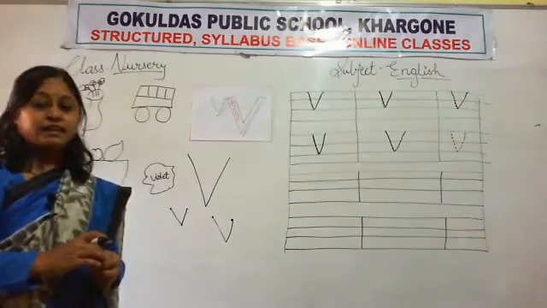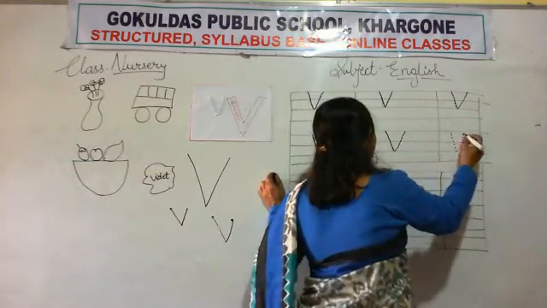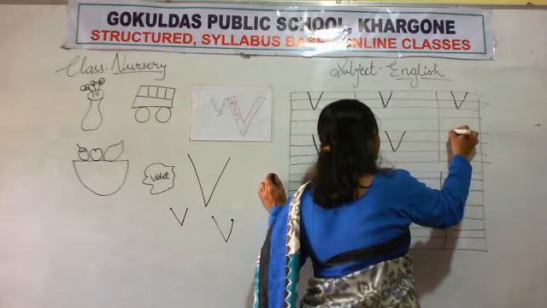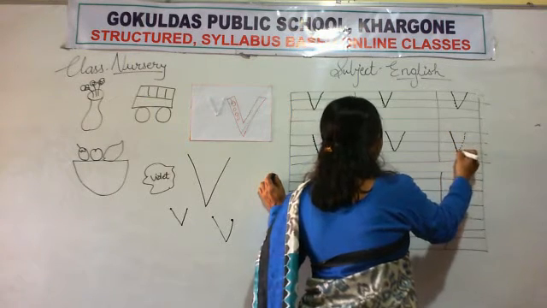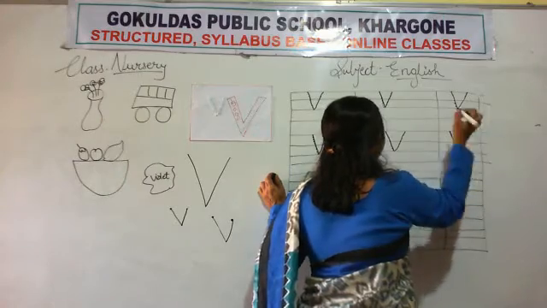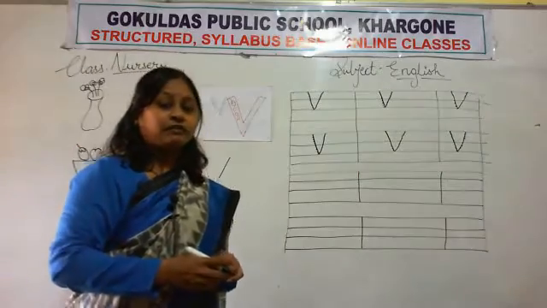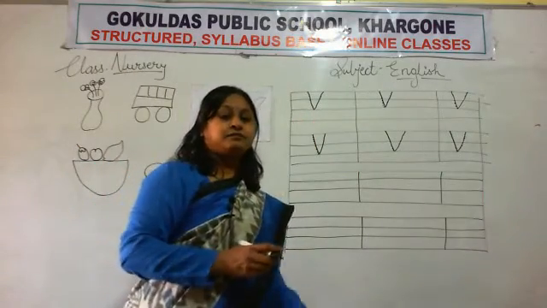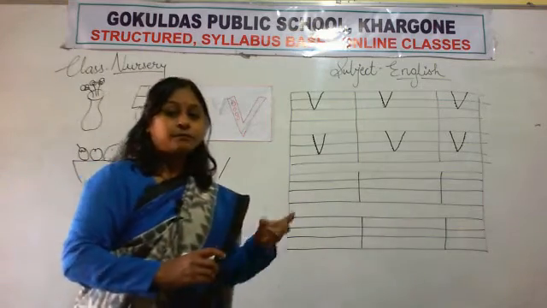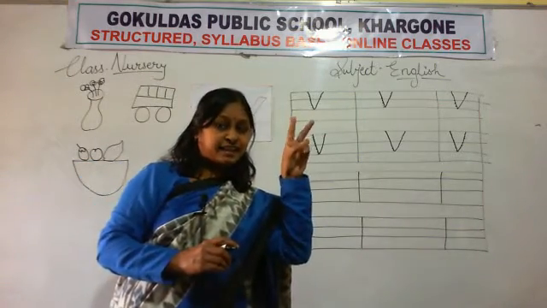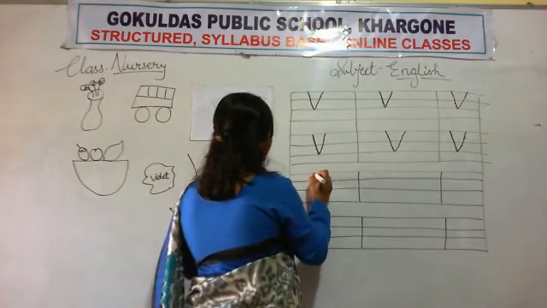Letter V. Very good. Again we will try to write. Look here. From a slanting line up to down and from down to up. Which letter will form? V. Okay. V.